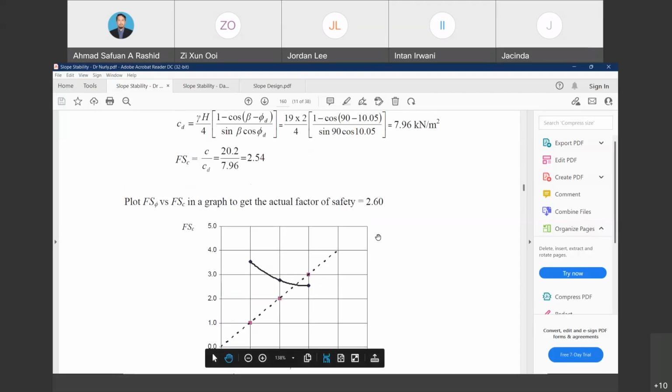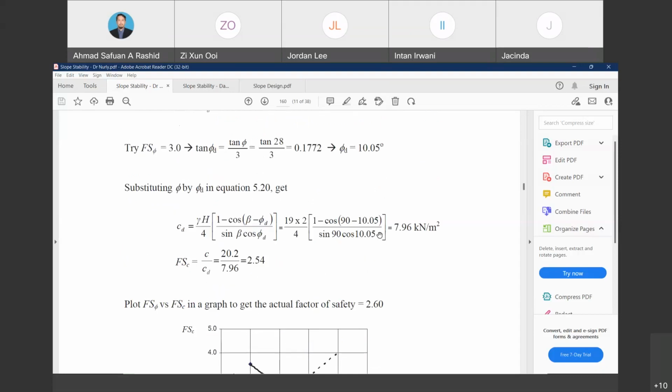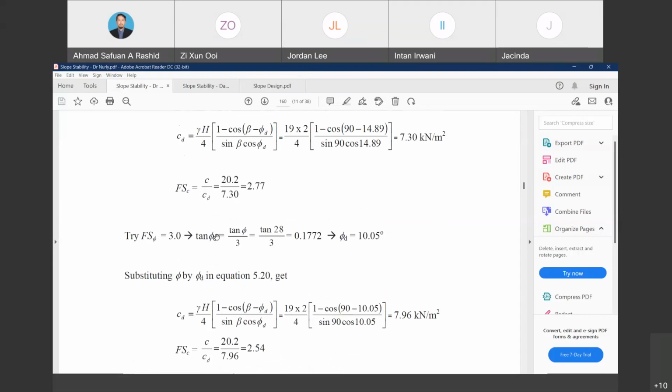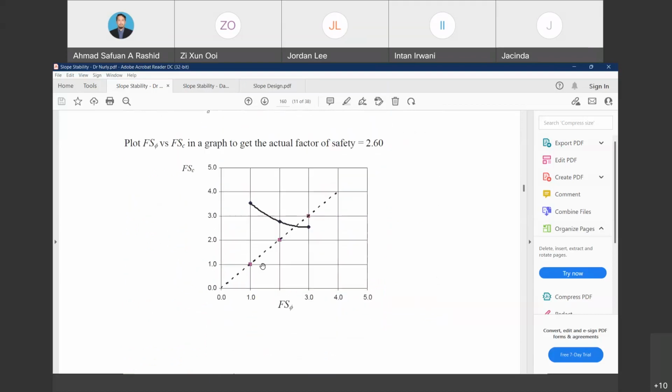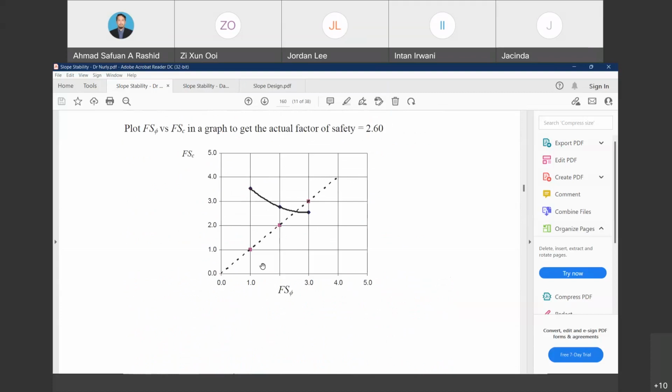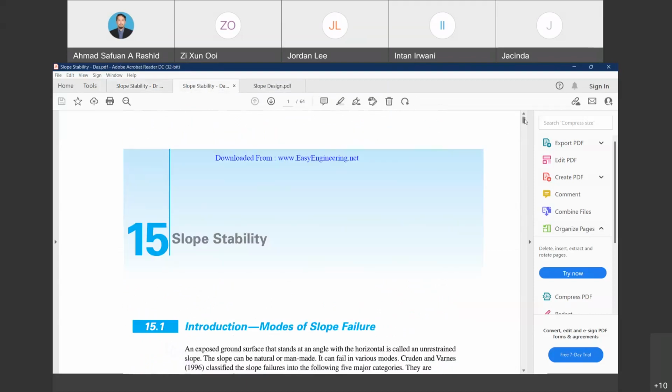So if you want to repeat the analysis, you put, for example, 2.6, and then try to solve it again, and I guess the factor of safety for the FSC will be equal to 2.6. Okay, so that is for Dr. Noli's example.